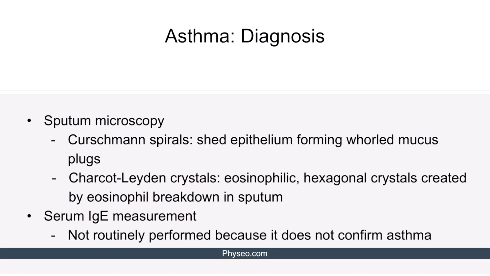One can also perform sputum microscopy in a patient with suspected asthma. Asthmatic patients have Curschmann spirals in their sputum. Curschmann spirals are created by shed epithelium forming whorled mucus plugs. Additionally, one can see Charcot-Leyden crystals in the sputum of the patient with asthma. Charcot-Leyden crystals are eosinophilic hexagonal crystals created by eosinophil breakdown in sputum. Finally, we can also measure serum IgE levels. However, this test is not routinely done because it does not confirm asthma.